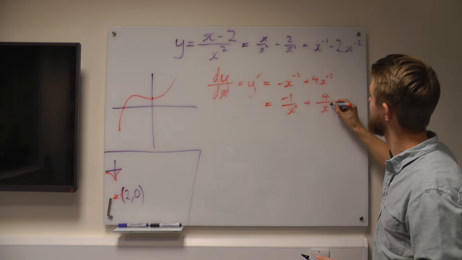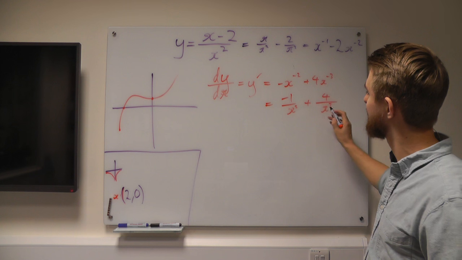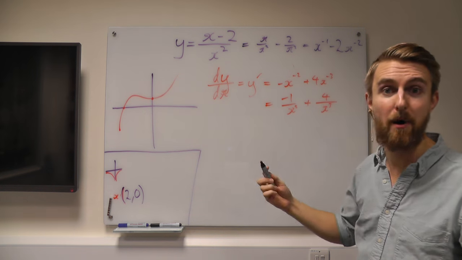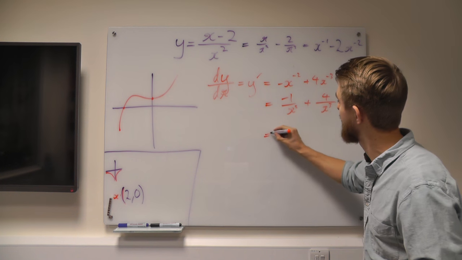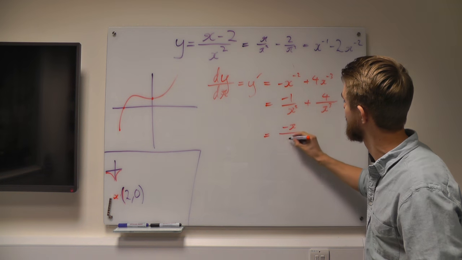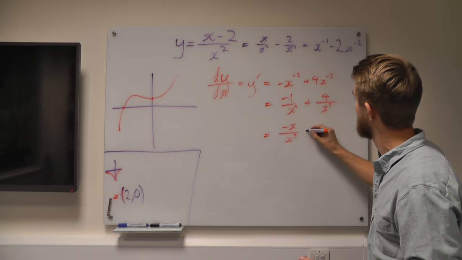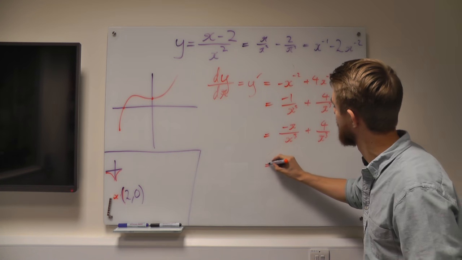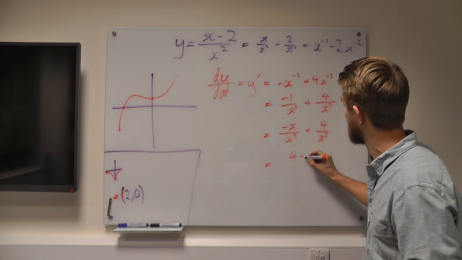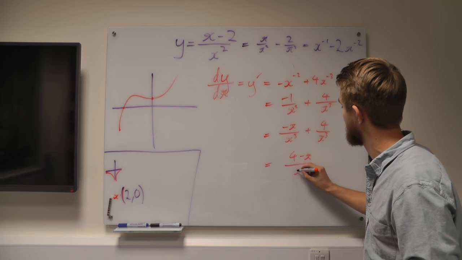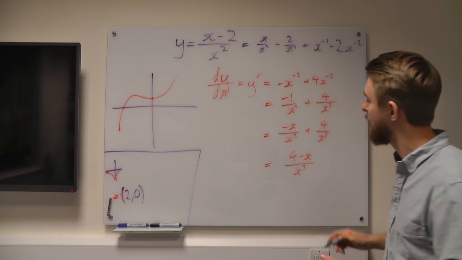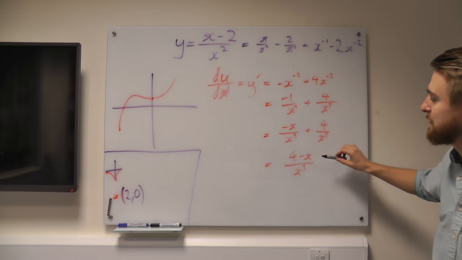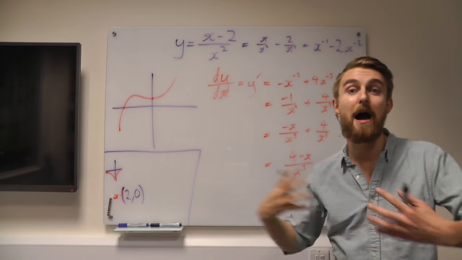4 over x cubed. To get the denominator the same on both of these, we're going to have to multiply top and bottom just here by x. So we're going to get minus x over x cubed plus 4 over x cubed equals 4 minus x over x cubed. Okay, so we've now got our first derivative in this neat fractional form.